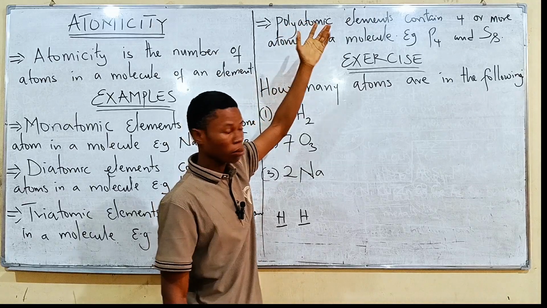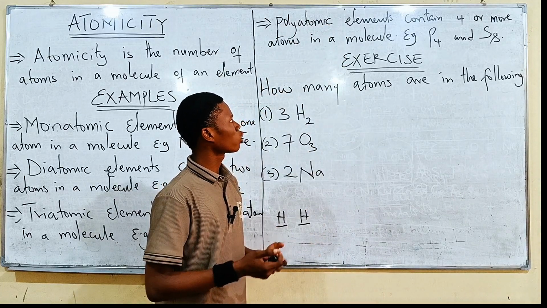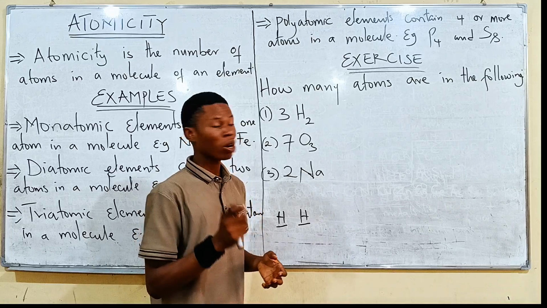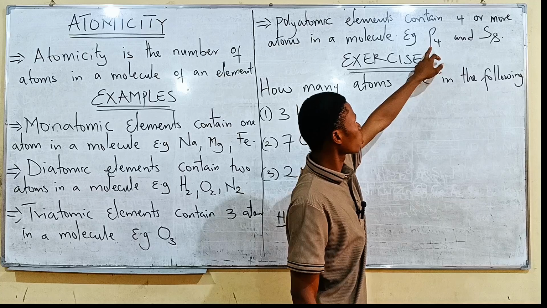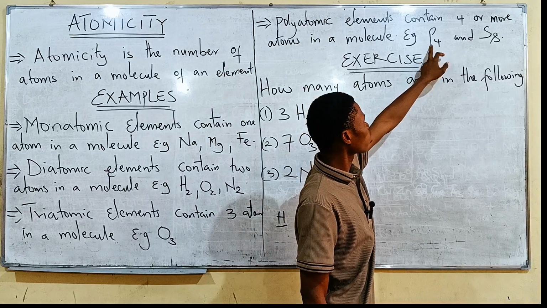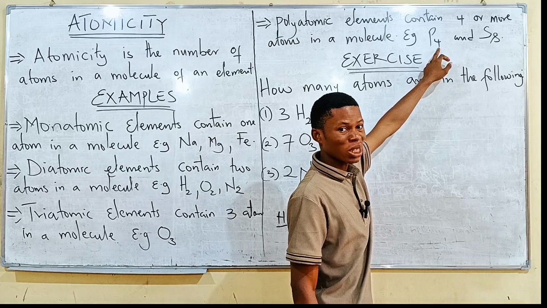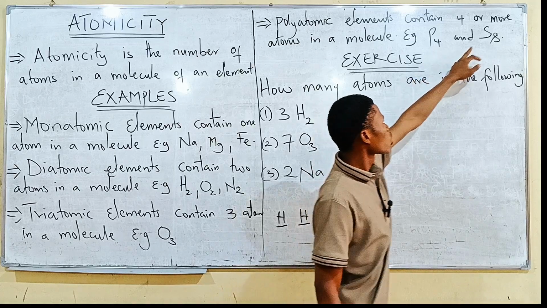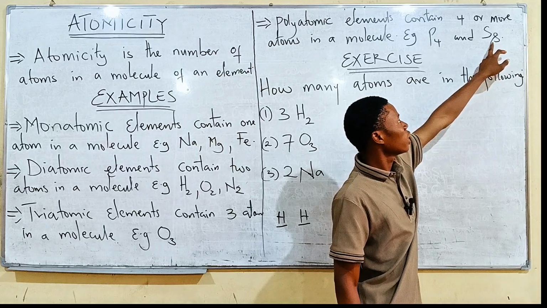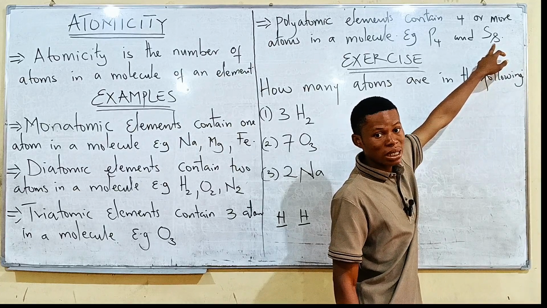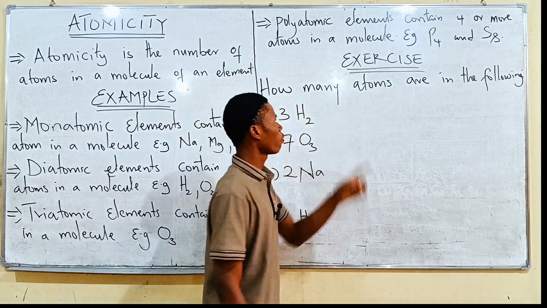Now, we can move on like that, but to summarize it, we have polyatomic elements. Poly means many. Polyatomic elements contain 4 or more atoms in a molecule. Example, P4, that's phosphorus. The atomicity here is 4 because it has 4 atoms of phosphorus in this phosphorus molecule. Sulfur naturally exists as S8. The atomicity of sulfur here is 8. It has 8 atoms of sulfur in that sulfur molecule.